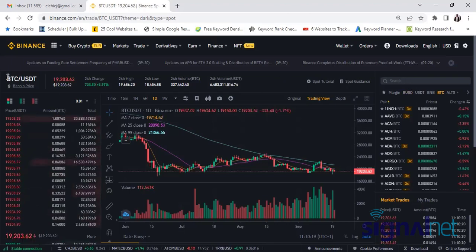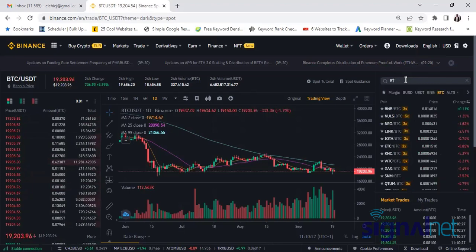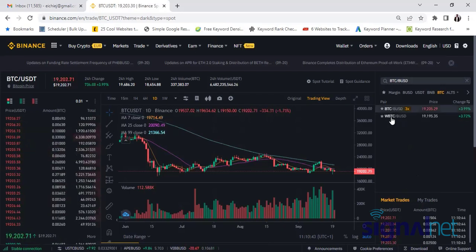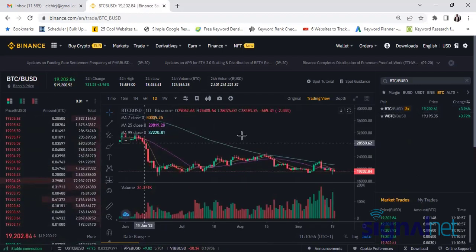So the way we have BTC USDT, if you come to this side, the search side, if I type in BTC, okay, so you see it right there. It has popped up. So this one is the BTC against the Binance USD. If I want to trade this one, I'll just click on that, and you can see it has loaded its BTC BUSD, and that's the chart.